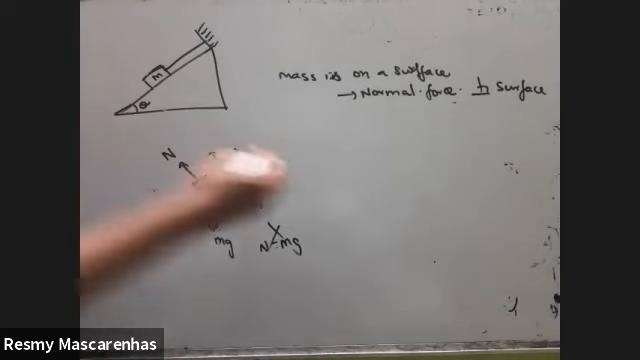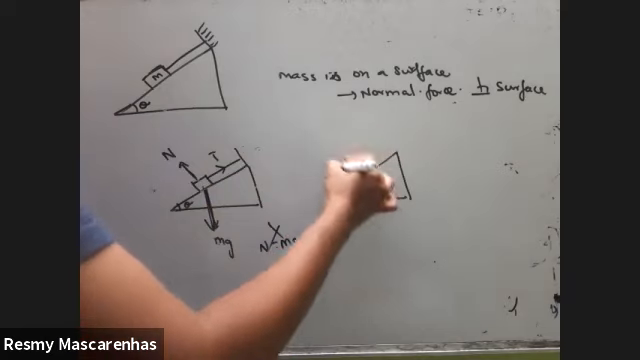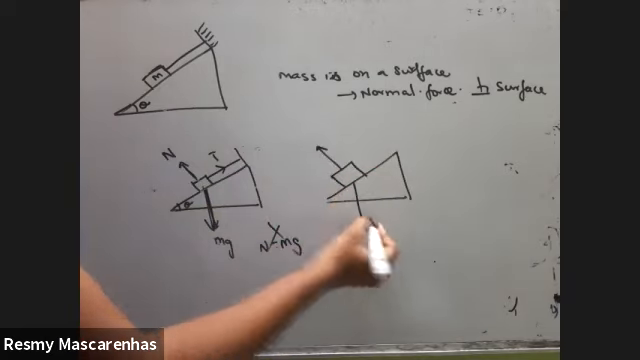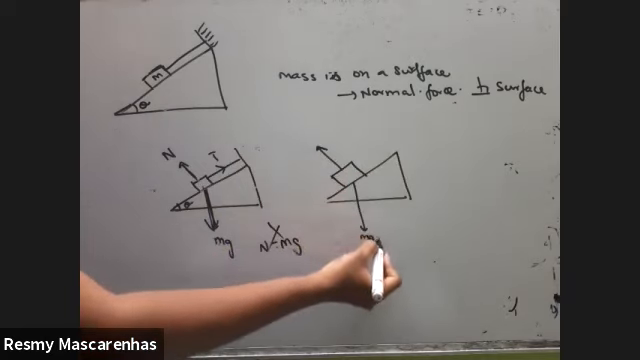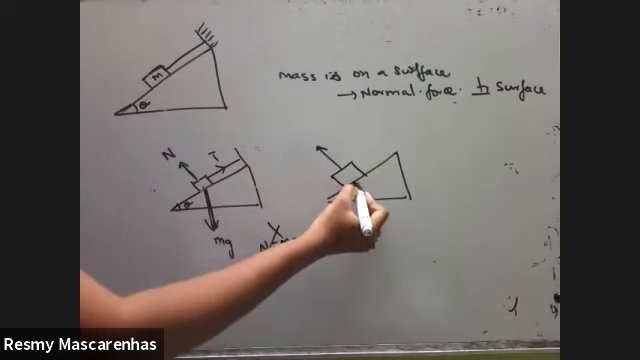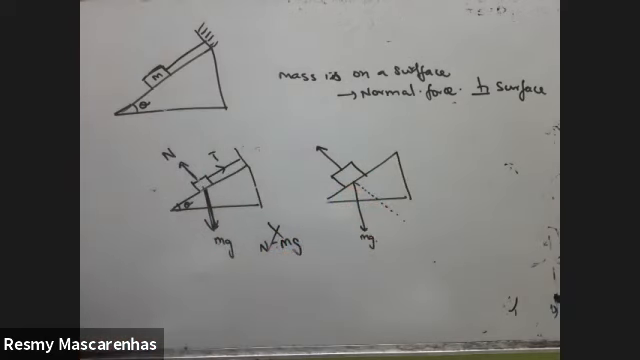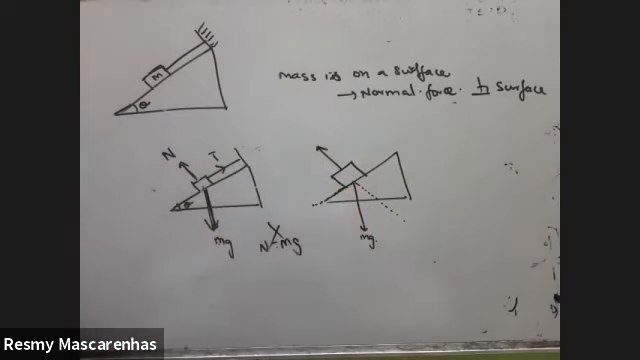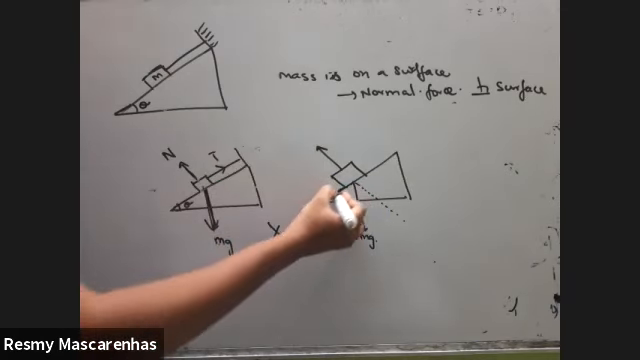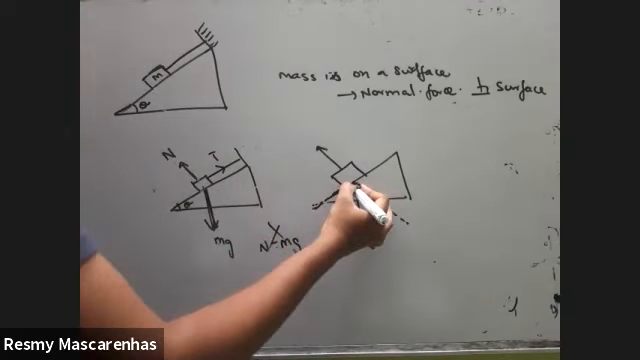So if you try to draw this again, this is the normal, this is your mg. Now same as we had for this, mg will have two components. One will be this horizontal, whatever side, and one will be this. So these will be the two components of mg. And now it is 90 degrees.